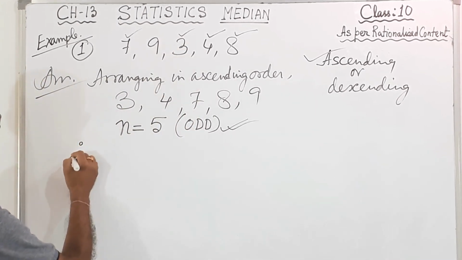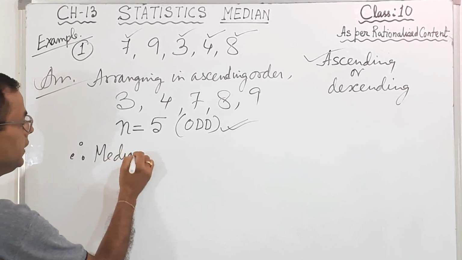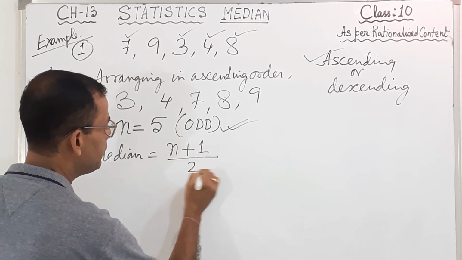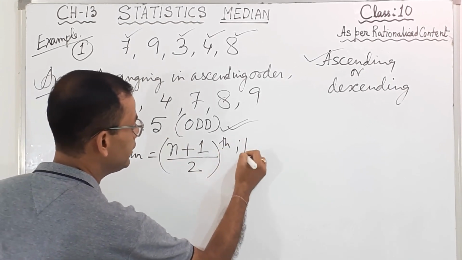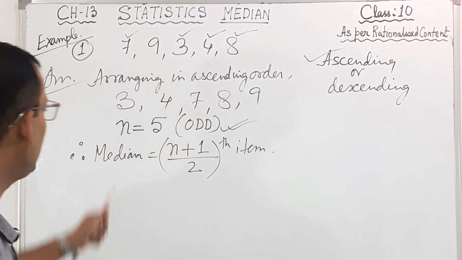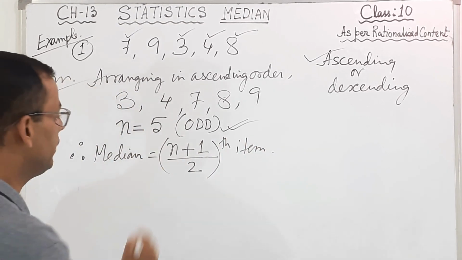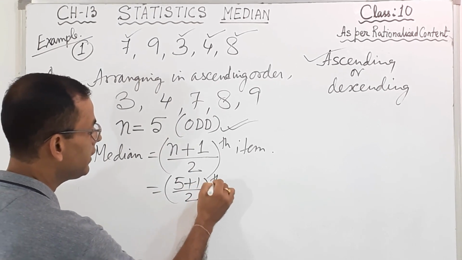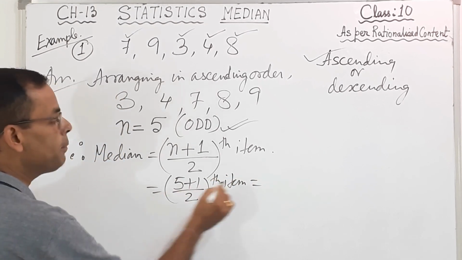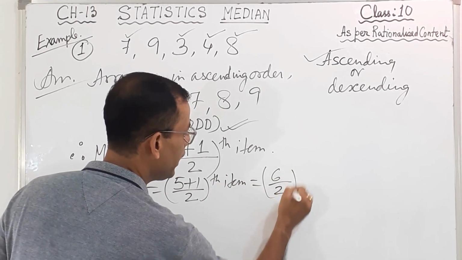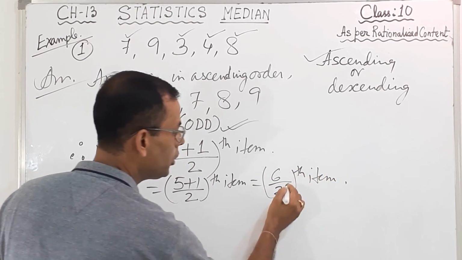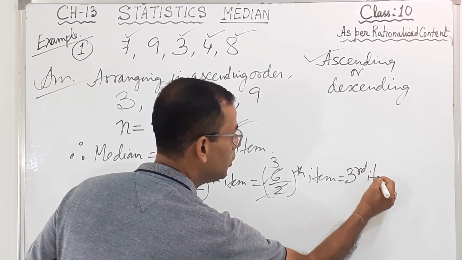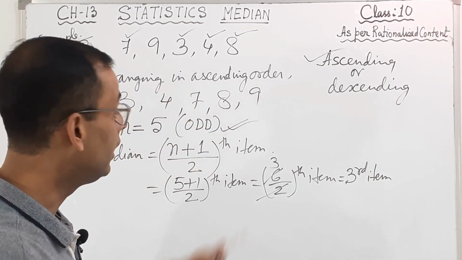क्या होगा? Therefore median equals n plus 1 divided by 2 th item. तो मीडियन का फॉर्मूला क्या हो जाएगा? n plus 1 by 2 th item. Now n is how much? 5 plus 1 by 2 th item. तो 5 plus 1 क्या होता है? 6 by 2 th item. और इसको काटेंगे तो हो जाएगा थर्ड आइटम. ओके, 3th नहीं लिखेंगे, थर्ड आइटम.